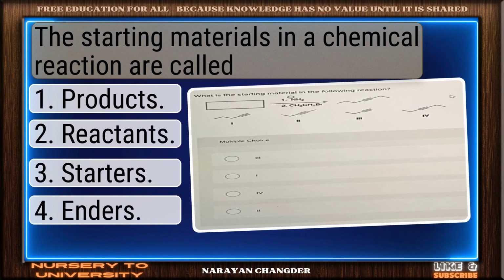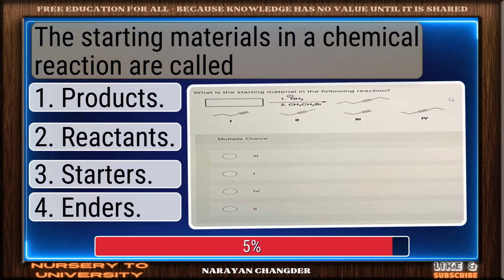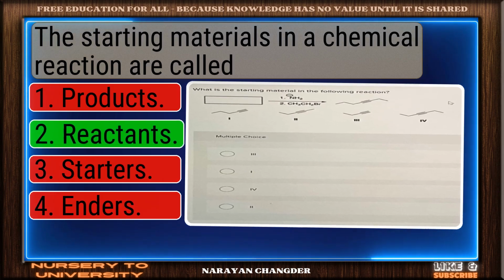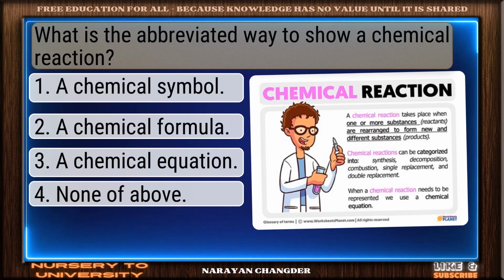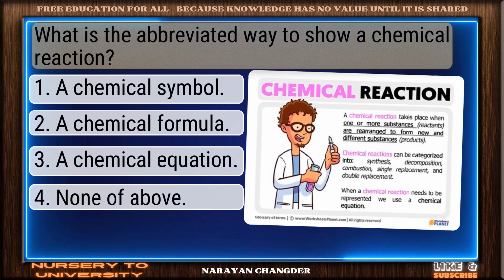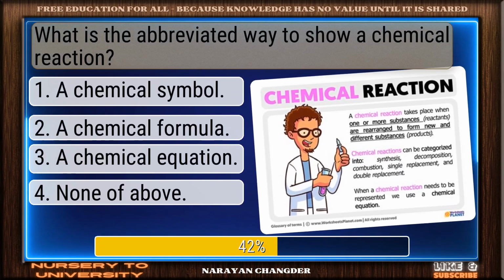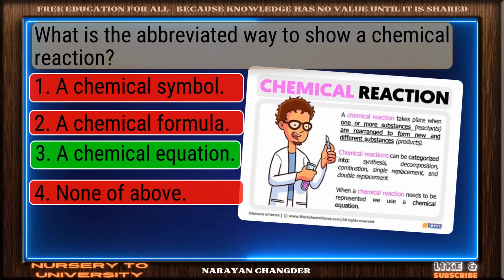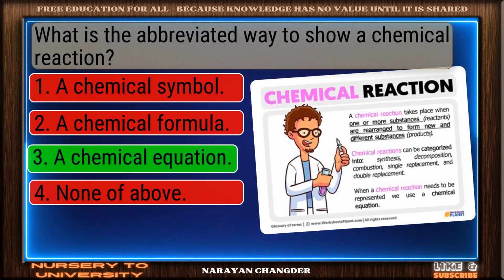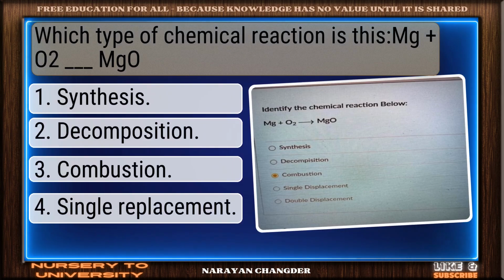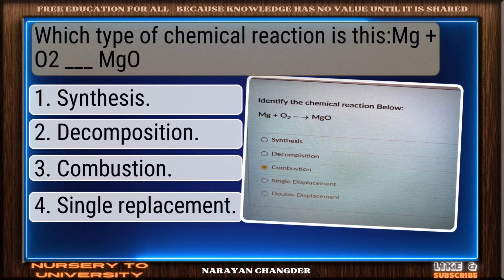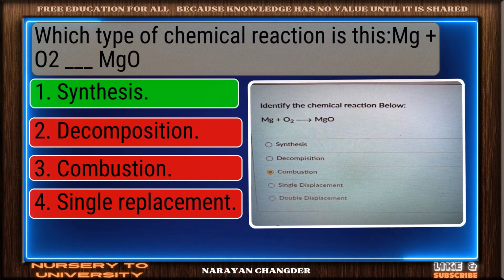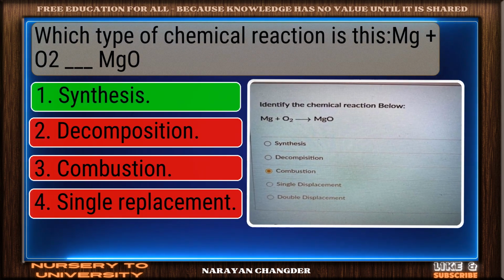The starting materials in a chemical reaction are called. Great job. Reactants is the accurate answer. What is the abbreviated way to show a chemical reaction? Good job. Your answer, a chemical equation, works well here. Which type of chemical reaction is this: Mg plus O2? Excellent choice. Synthesis is the right answer.